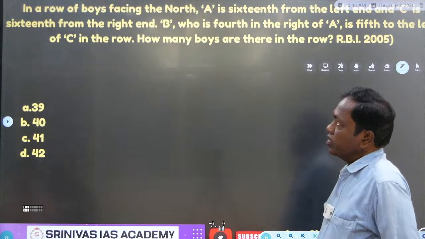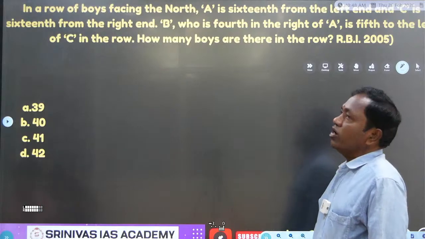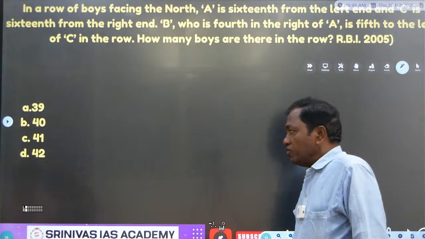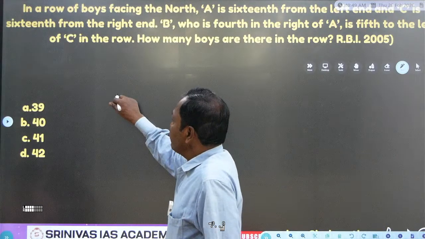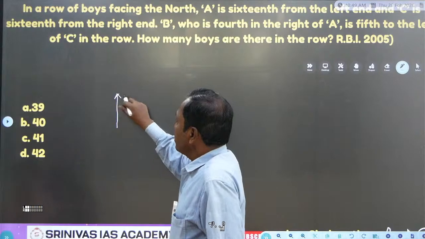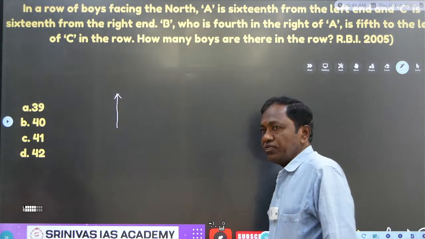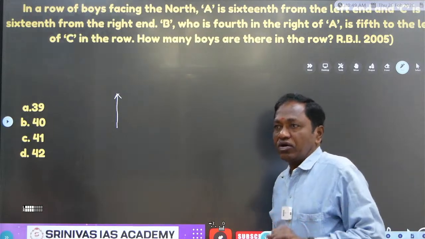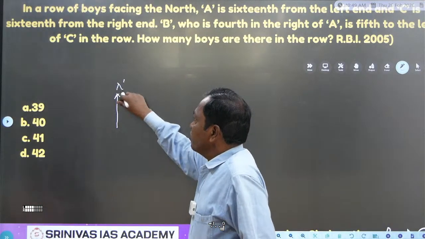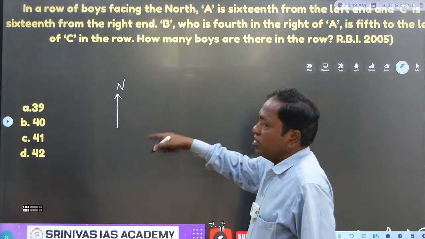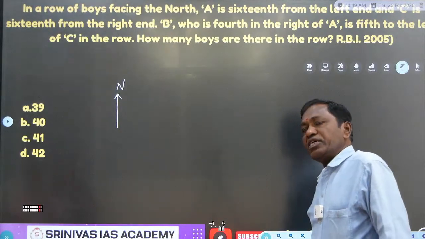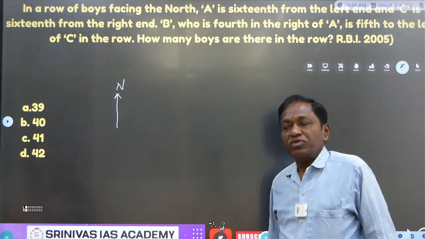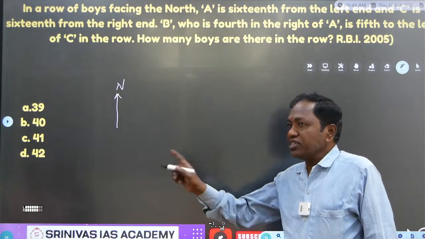Next question. In a row of boys facing north. Again, this is related to directions. Facing north: always on a piece of paper or on a board, on any surface, if you show the mark, the upward direction must be considered as north. Even we need to know this in directions. North is the upward direction. It means in which direction are you facing me? North. In which direction am I facing you? North. In which direction is the main door?